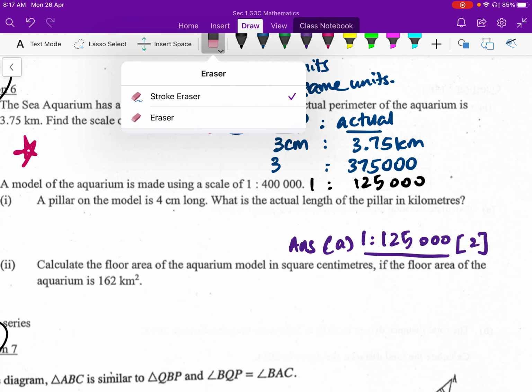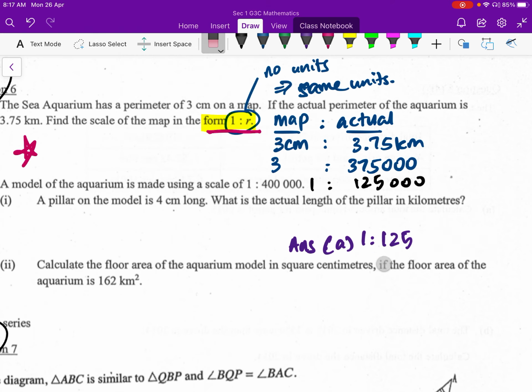Next. Let's move on to the next part. Why? Not done yet. Then is your table very messy now?